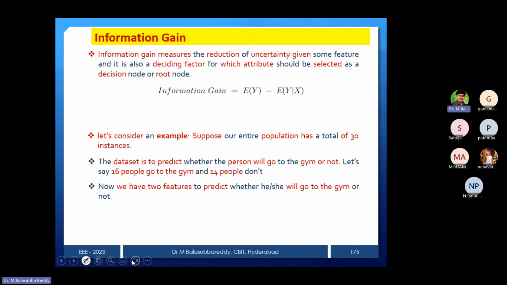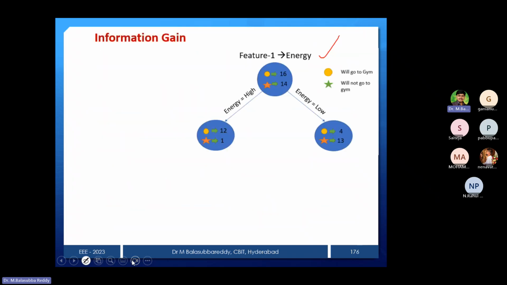So here I will show that. In that case, first I take energy as our root node. Let's consider energy as the root node. In that, what is given? 16 people are in the positive class, going to the gym, and 14 are not going to the gym. Then energy is a feature, and the other classification is: if energy is high, what will happen? If energy is low, what is the condition?